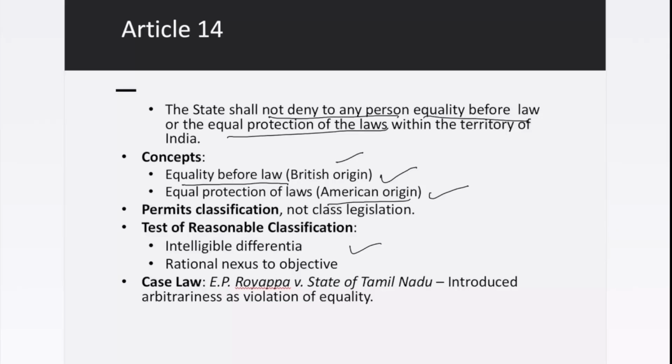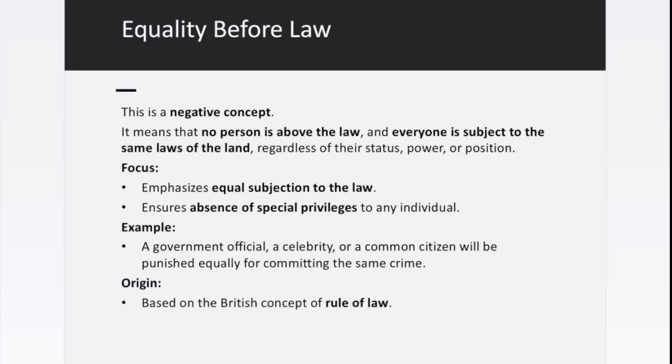It says that classification should be based on an intelligible differentia. So there is a difference between people that can be allowed. There is a rational reason behind it that can be allowed. Arbitrariness is a violation of equality. Government cannot act arbitrarily in this case. So let's understand this equality before law.